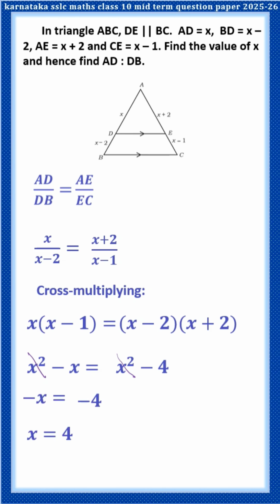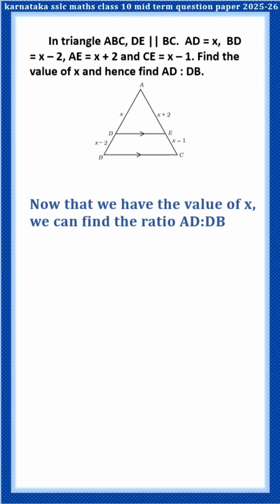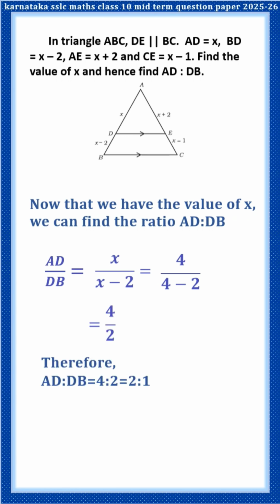We have already found the value of x here. Now we can find the ratio AD is to DB. AD is x, DB is x minus 2. X is 4, x minus 2 is 4 minus 2. So 4 by 2, that is equal to 2 is to 1.